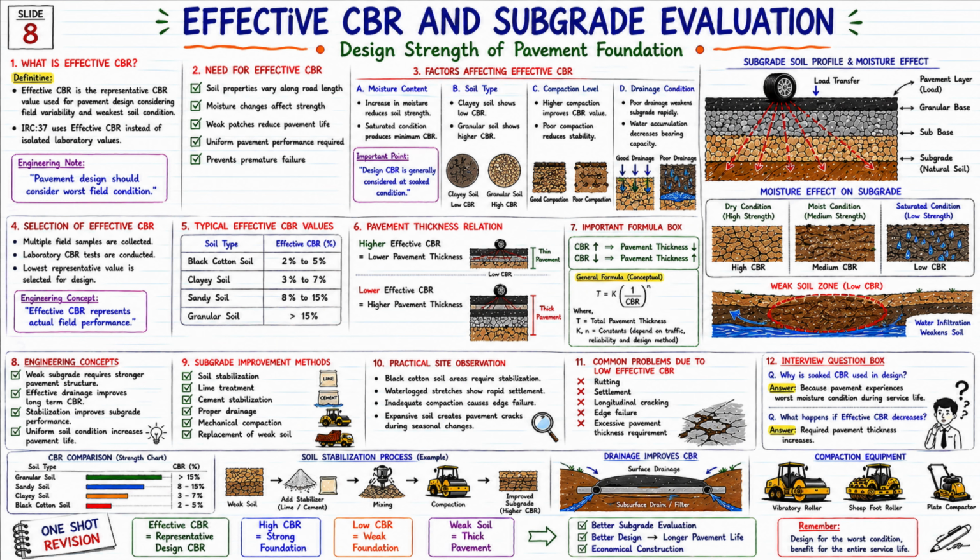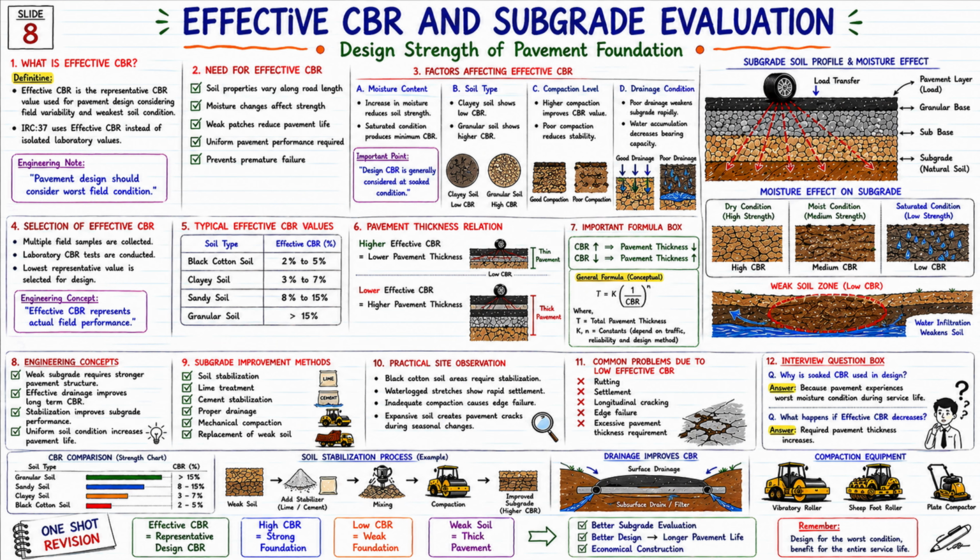Subgrade improvement methods. Now how do we improve the weak subgrade? Soil stabilization, lime treatment, cement stabilization, proper drainage, mechanical compaction, replacement of weak soil. Now the stabilization process is also shown below: weak soil, stabilizer addition, mixing, compaction, and finally improved subgrade.